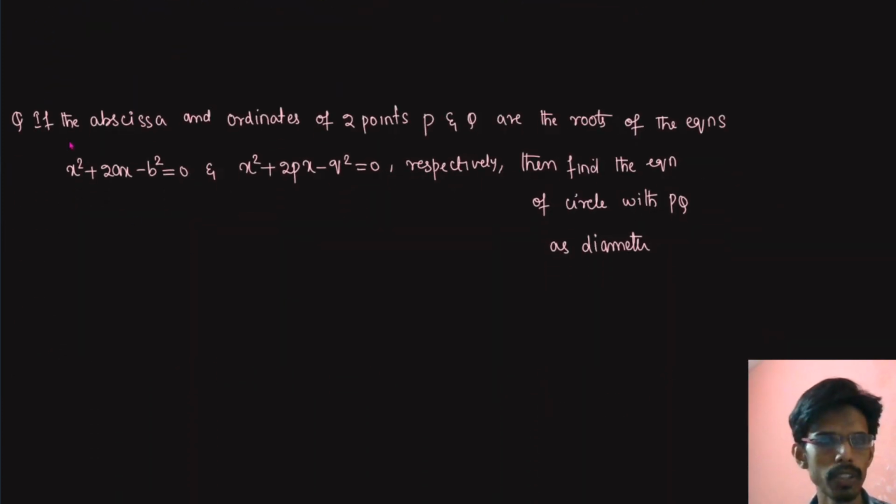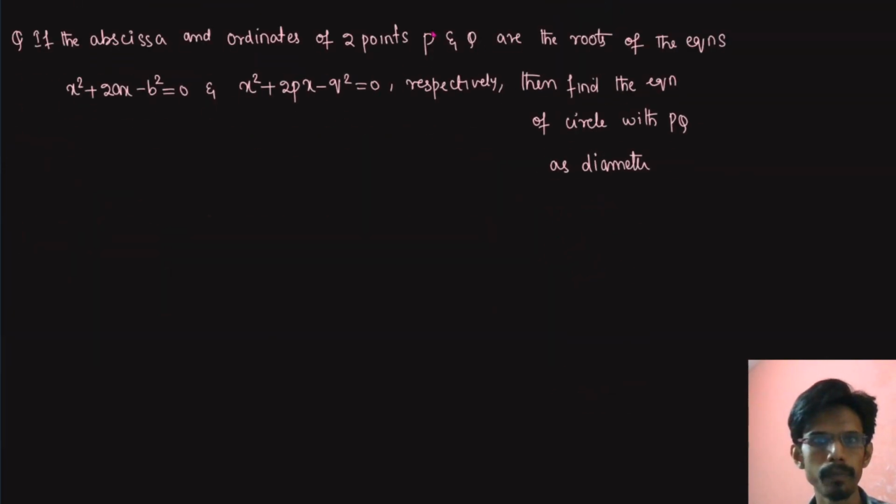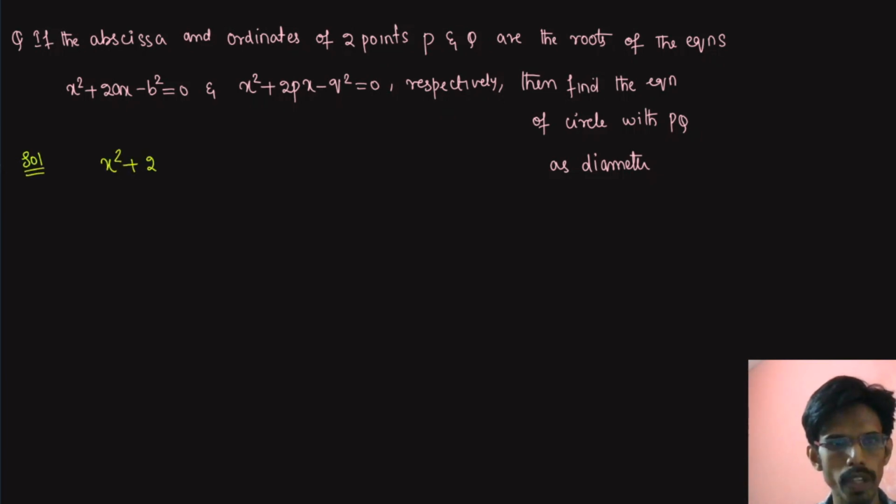Now here we have a question: if the abscissa and ordinates of two points P and Q are the roots of the equations respectively, find the equation of the circle with PQ as diameter. Now we have the first equation, x square plus 2ax minus b square equal to 0. This is a quadratic equation.